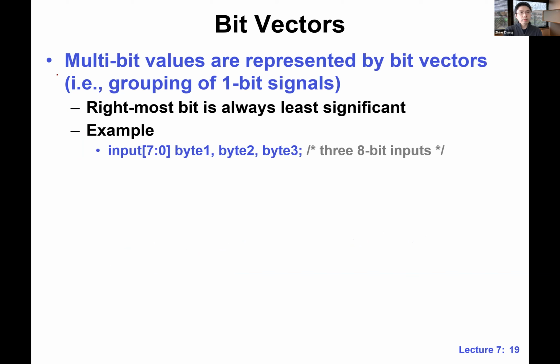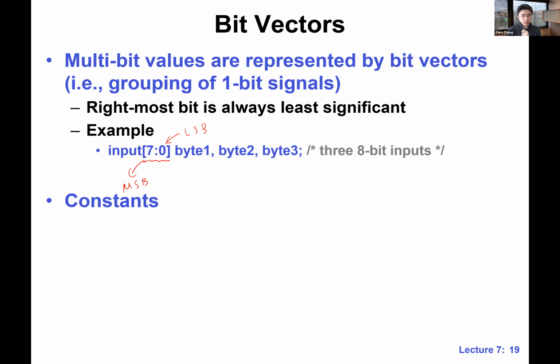We also have so-called vectors, or bit vectors. This is where we can represent multi-bit values. This is the notation. We use square brackets to specify the indices of the LSB, which is usually just 0, and the MSB. This is how we specify an 8-bit vector in this case, from 0 to 7.